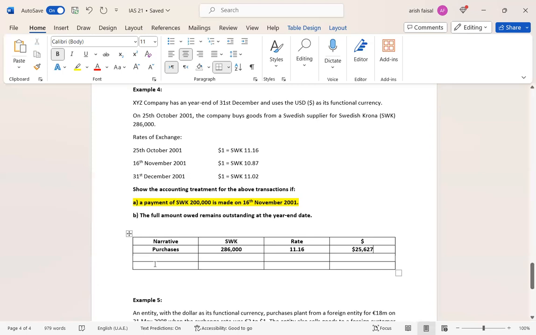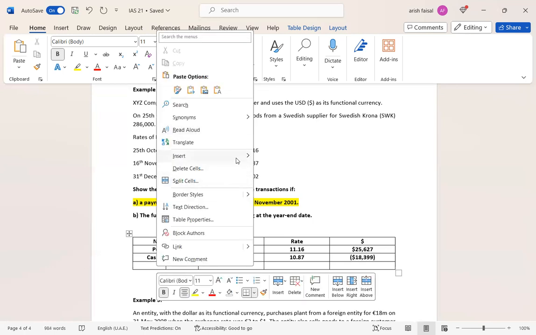And then you have a cash payment over here. So that cash payment, what you have is around 200,000. So at that date, the rate is 10.87. So 200,000 divided by 10.87. So it turns out to be 18,399. Okay. So now the remainder balances, you can just leave one line over here.